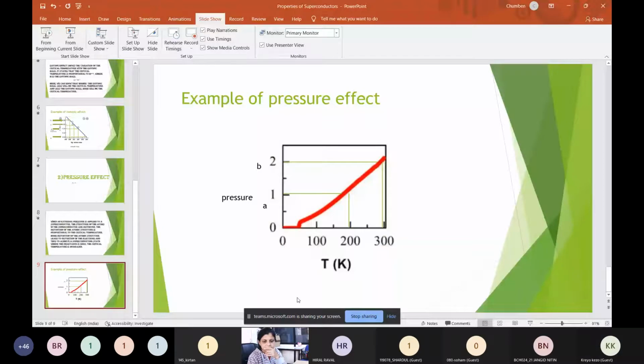Hello? Okay, I just wanted you to verify: when we increase the pressure, does the critical temperature increase or decrease? Once the lecture is over, go through it once again. When we apply pressure, what happens to the critical temperature? Does it go down or go up? Ma'am, I think it goes up. But as far as I know, it should go down.